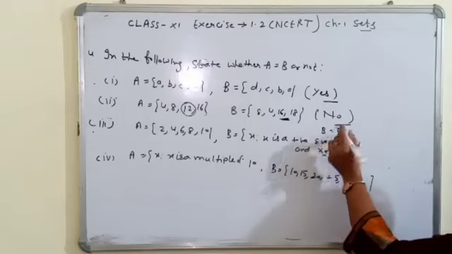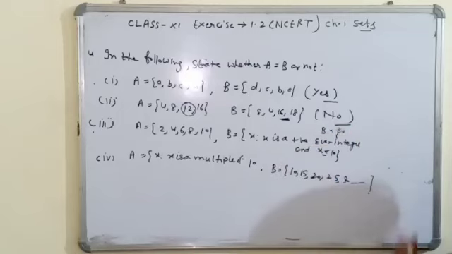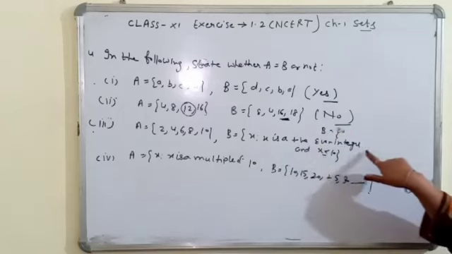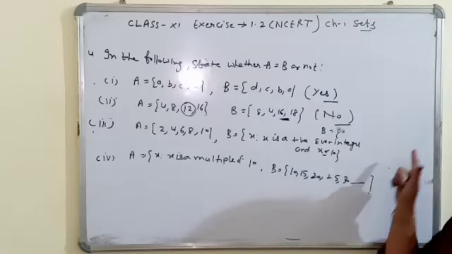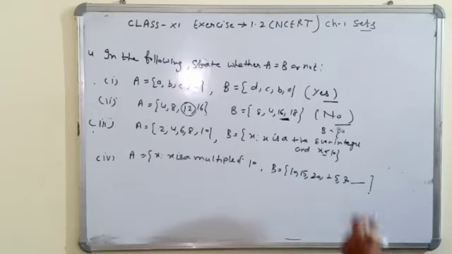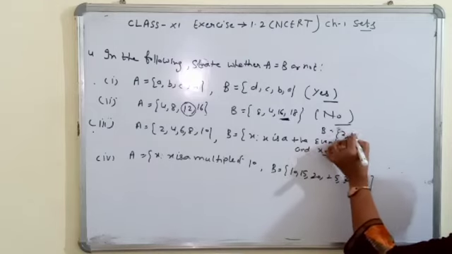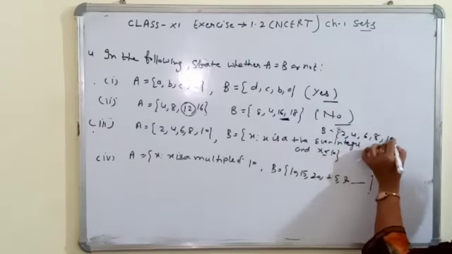So let's write this set into the tabular form. X is a positive even integer less than or equal to 10. Here we have to write the positive even numbers which are less than or equal to 10. So these are 2, 4, 6, 8, 10.